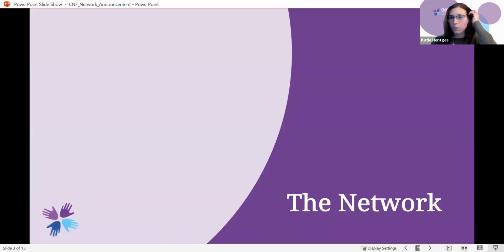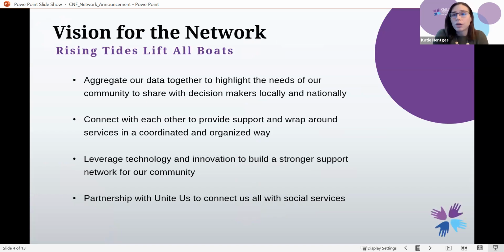So high level, why did CNF choose to take on doing this network? As a little bit of background, a few years ago, CNF started hosting workshops for patient advocacy organizations to learn more about how to host and run peer support programs. CNF has our own peer support program that we've been running for many years. Lots of patient advocacy organizations need to run some type of patient support system or program. So we wanted to help them understand how to do that.